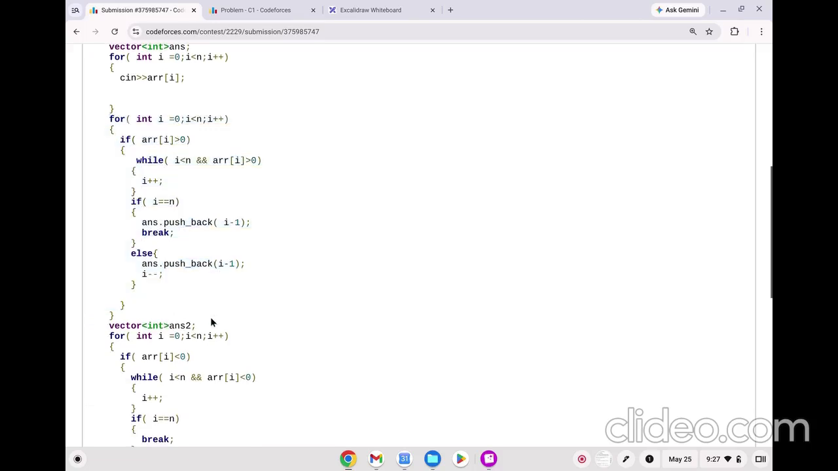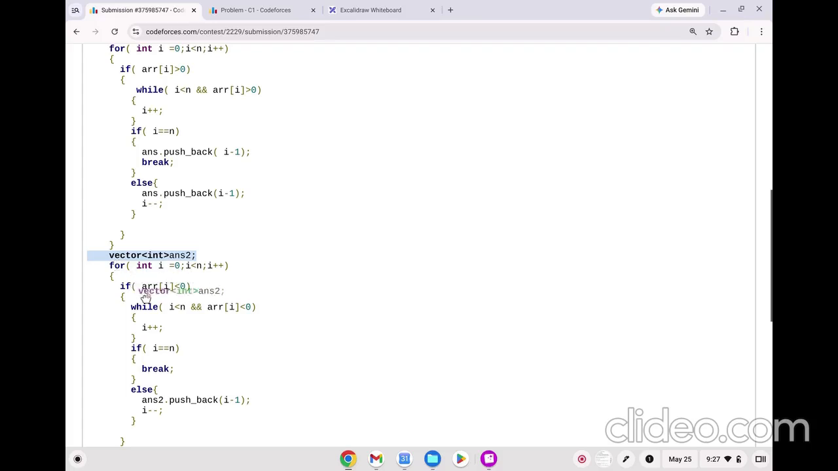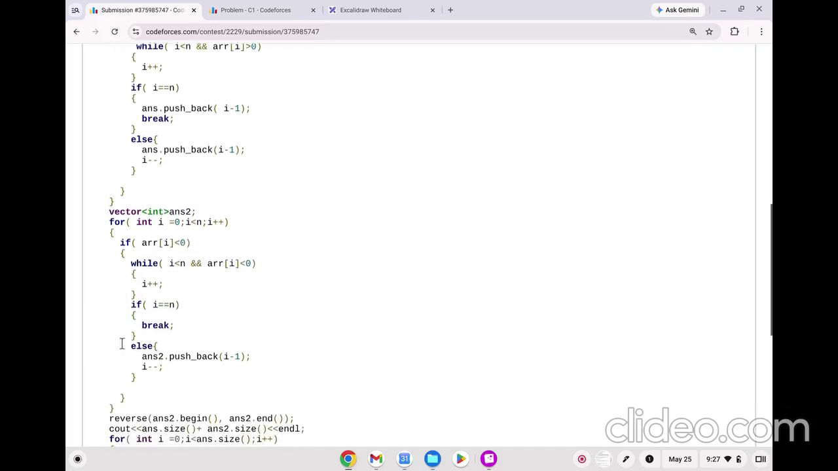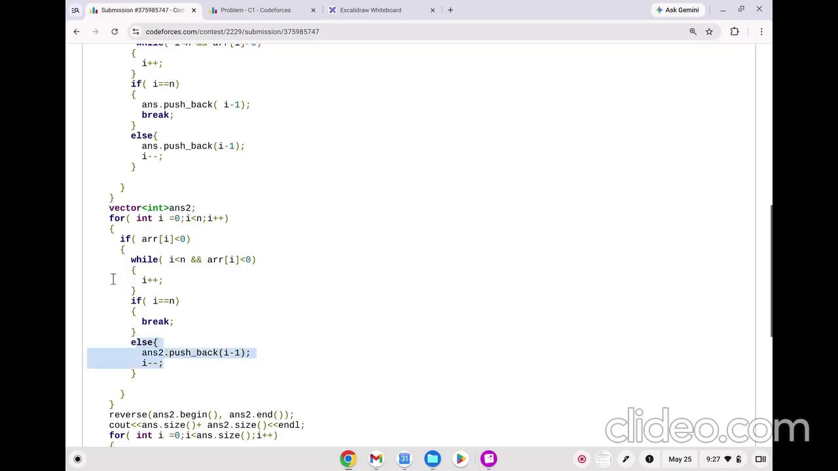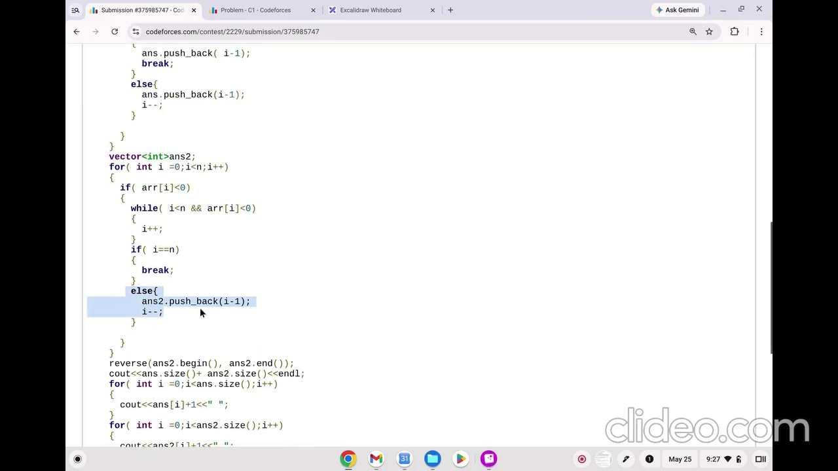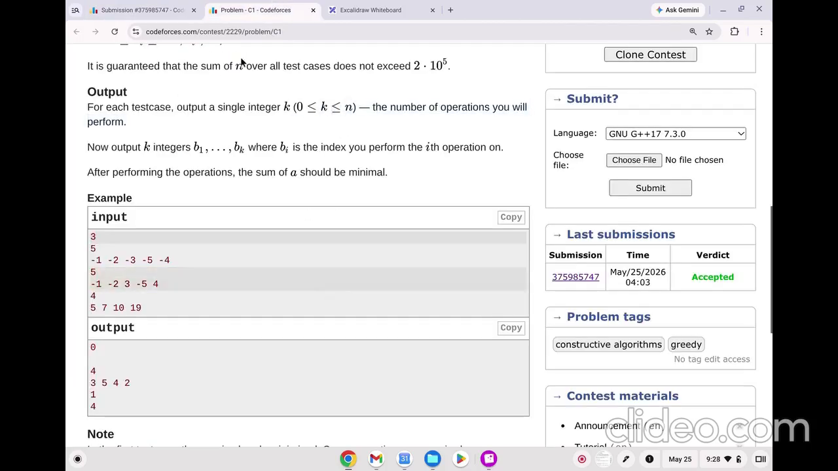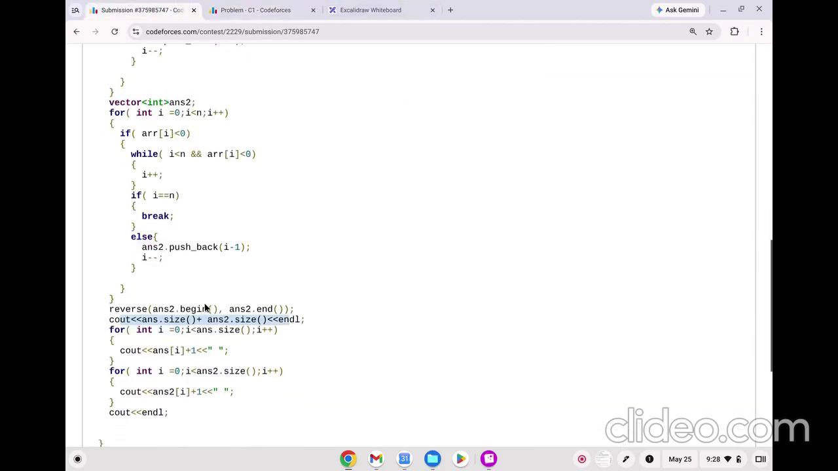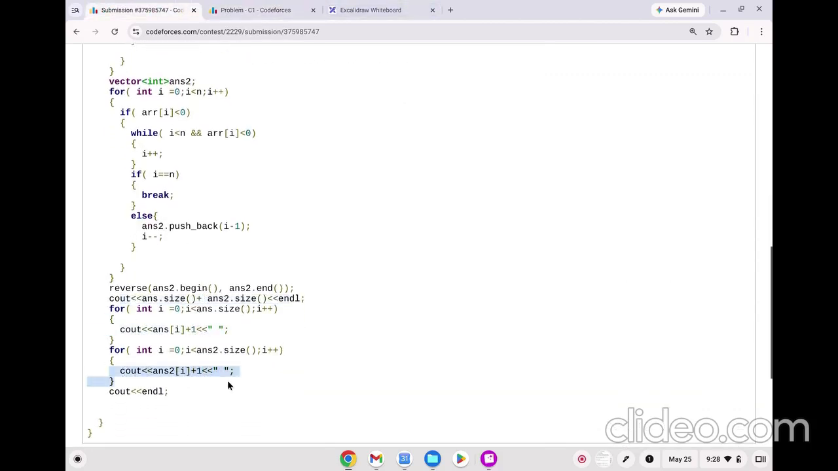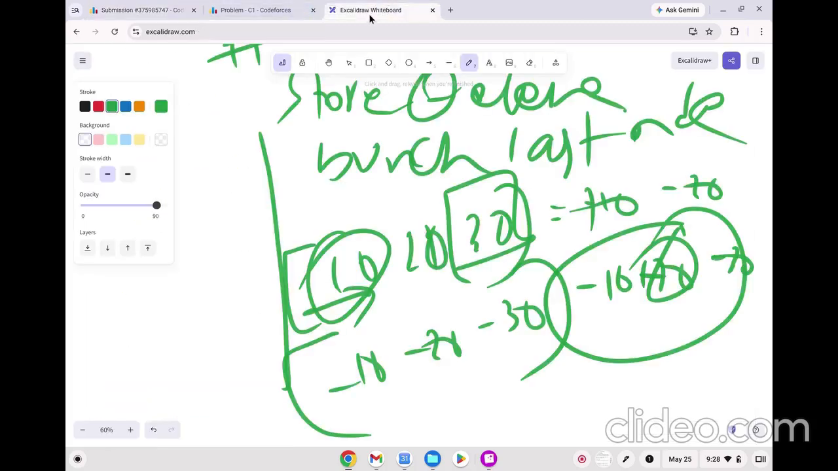Then we are creating another vector called answer2, and in this I am traversing the whole array and storing the negative indices. If the array element is less than 0, we traverse and store the index. If we get a positive element, we break out, and after breaking out, we put that element into our index. Then I reversed answer 2 and printed the answer size. The problem statement said to print the number of operations required, and after that you simply print answer 1 first, then answer 2, and that is it. So I hope the problem statement was clear to you.